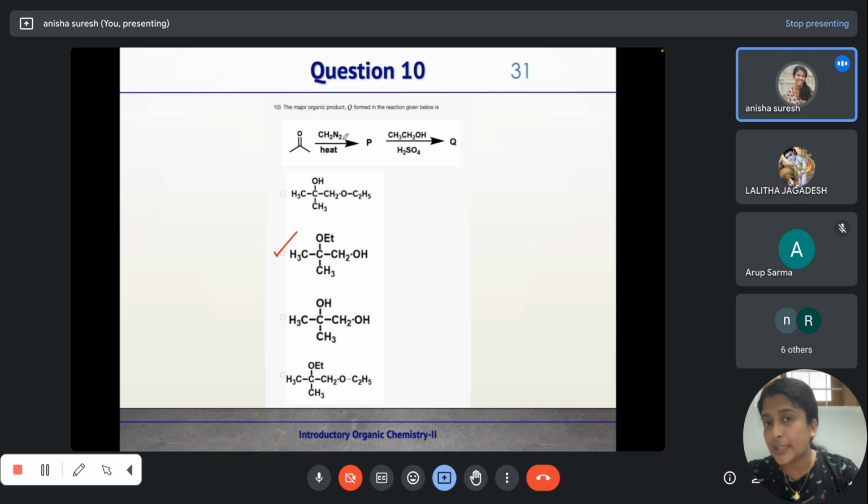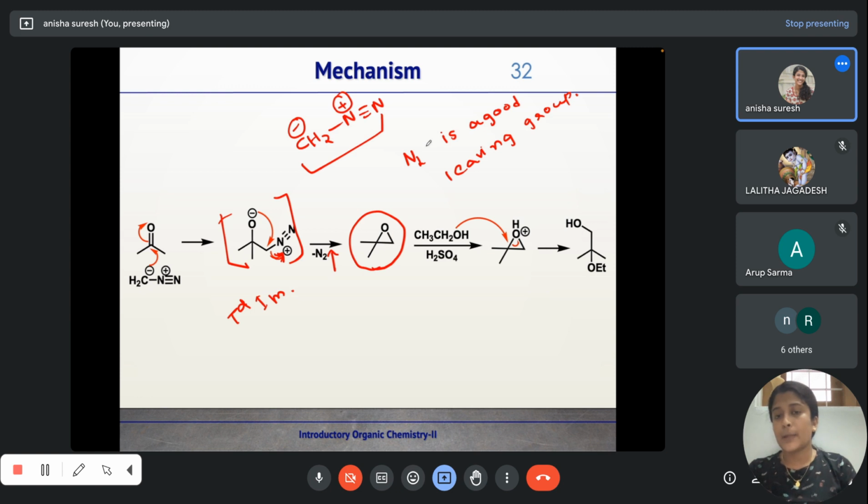Treatment with diazomethane. So we will get one intermediate. After the formation of the intermediate, that intermediate is being treated with ethanol in the presence of sulfuric acid. So it is not in one pot. As two separate steps we are doing. Clear? Clear, ma'am. Okay.